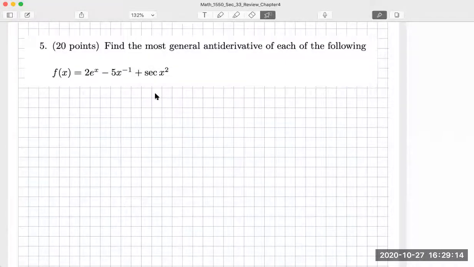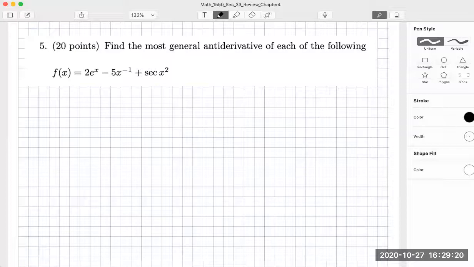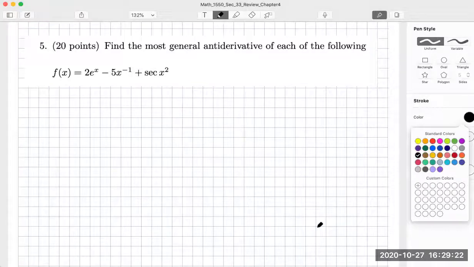So we need to find the antiderivative of this. So before doing this, we are recording here. Okay.